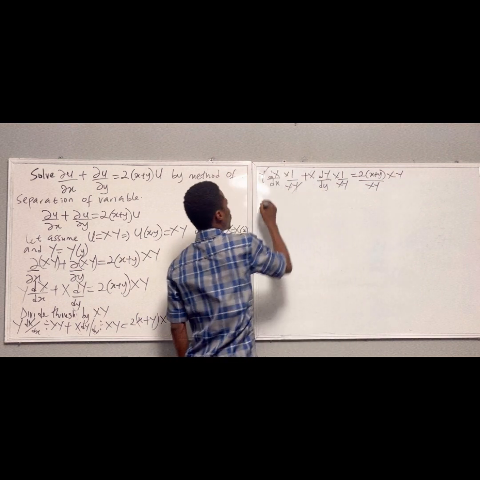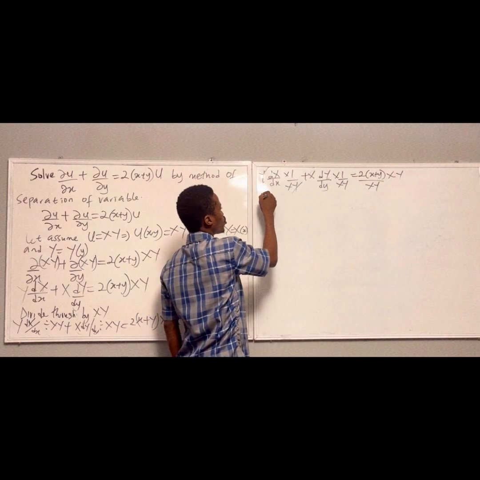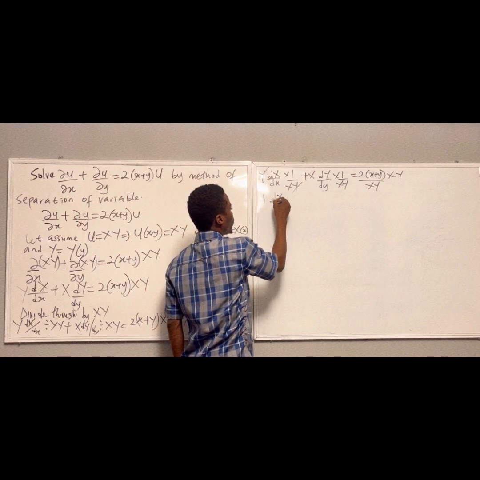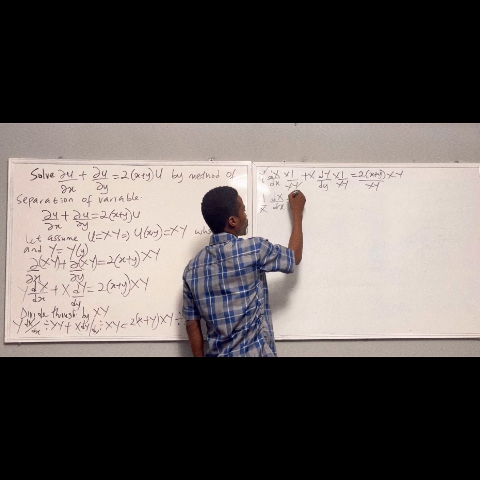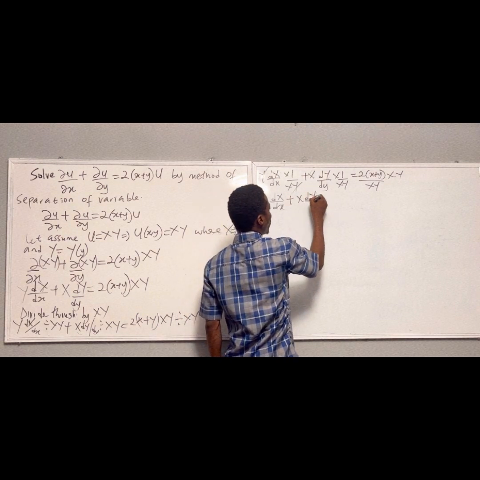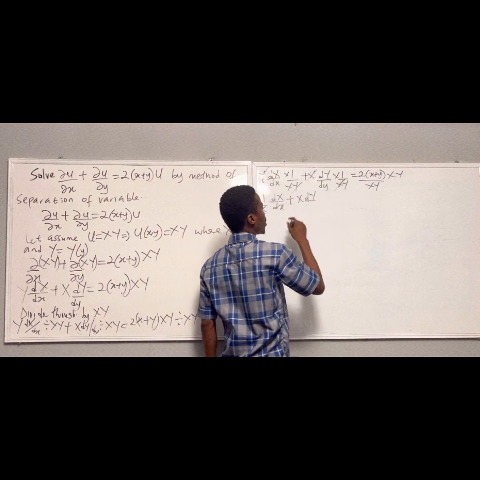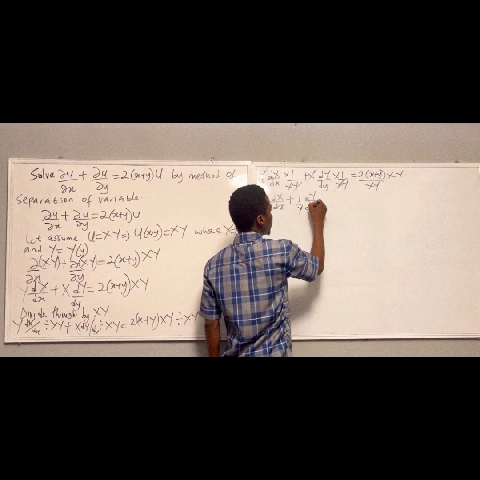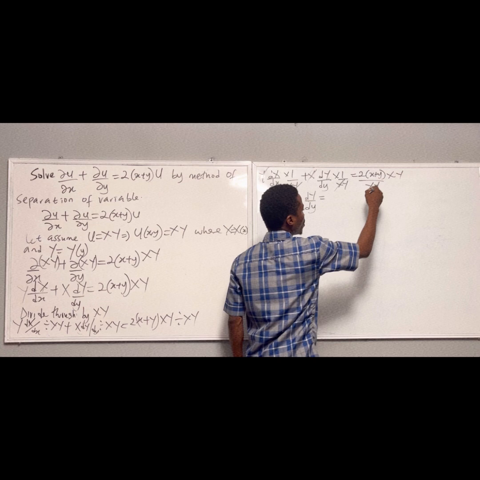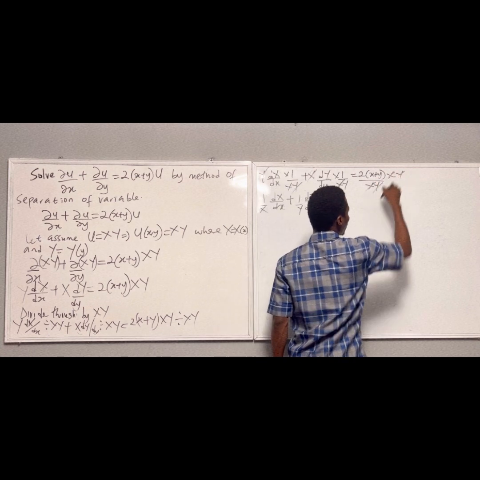So here y will cancel. I'm going to have 1 over x dx all over dx, plus 1 over y dy all over dy. Then it's equal to what? x will cancel, then y will cancel.